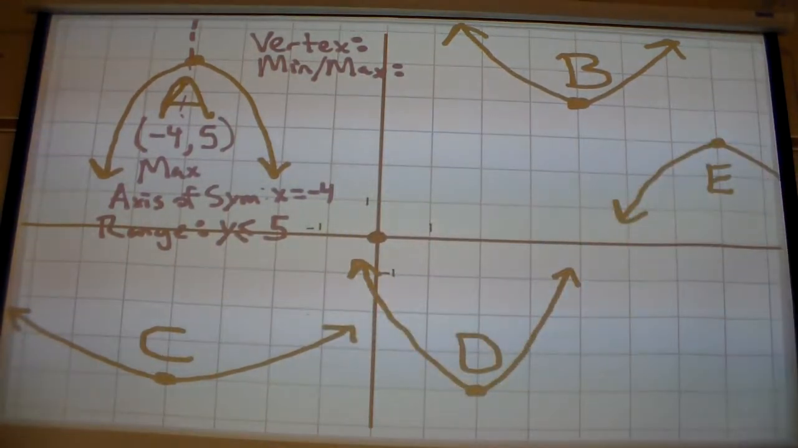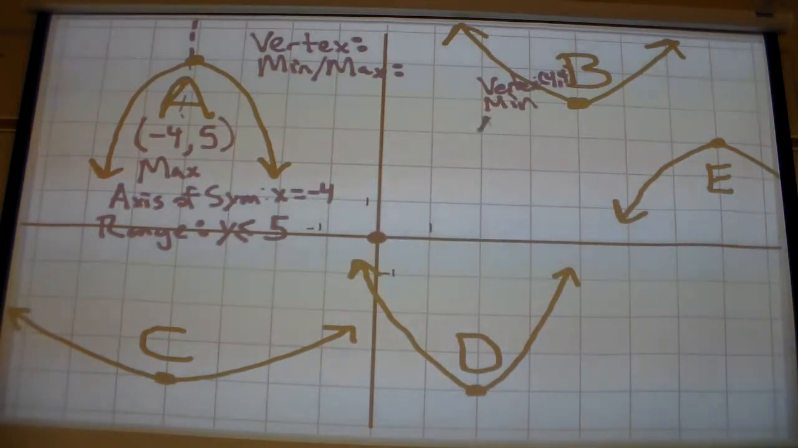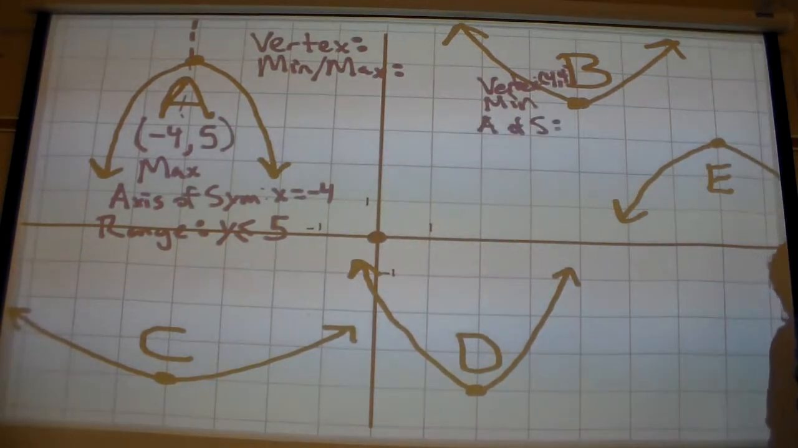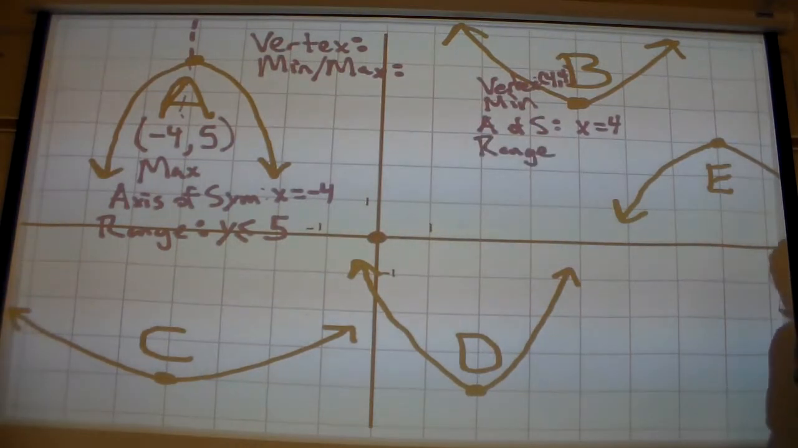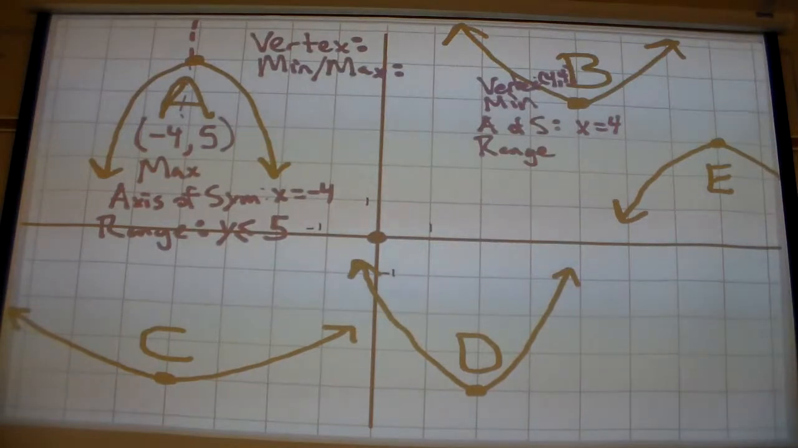Okay, let's go to B. Vertex: 4, 4. Does it have a max or min? Minimum. Okay. Axis of symmetry is when x is what? 4. Good. And the range, our minimum value is what for y? Smallest it gets. y is 4 or equal to. Is it greater than or less than? Greater than or equal to 4.